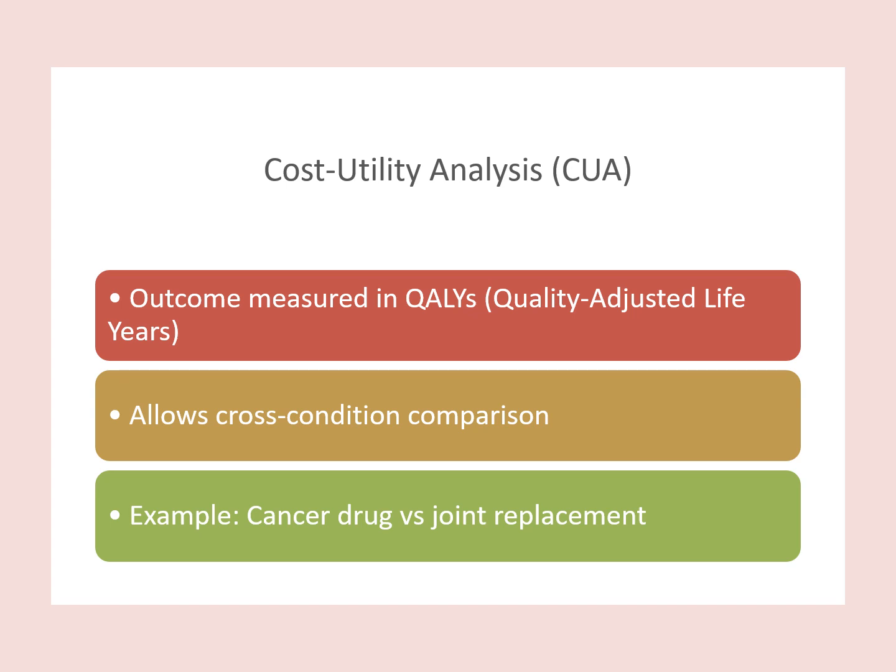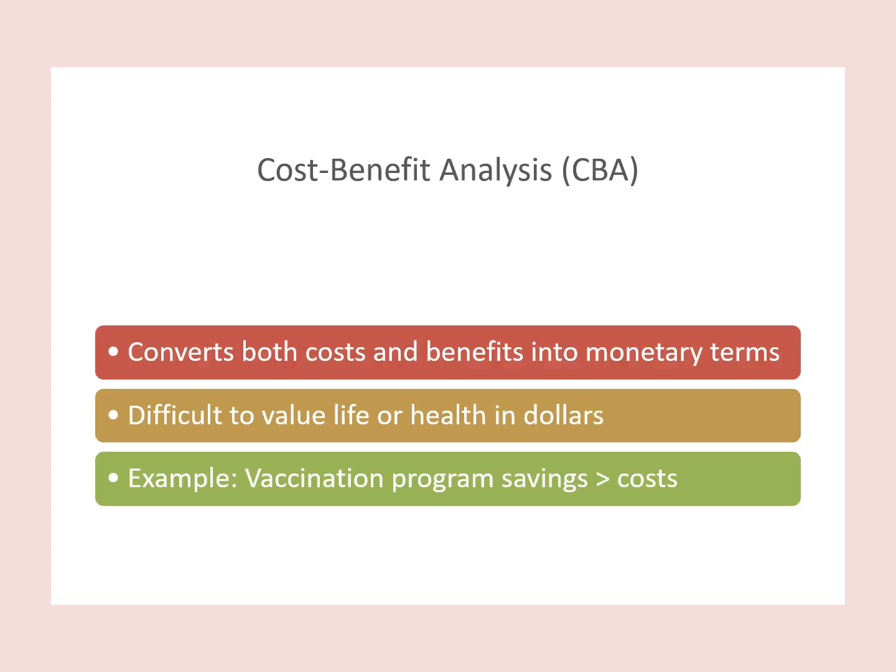So a cancer drug can prevent mortality, death. Joint replacement can prevent you from requiring a wheelchair or a walking stick. So, but the outcomes are different. So what do we do? We created this thing called QALYs, quality adjusted life years, to compare.